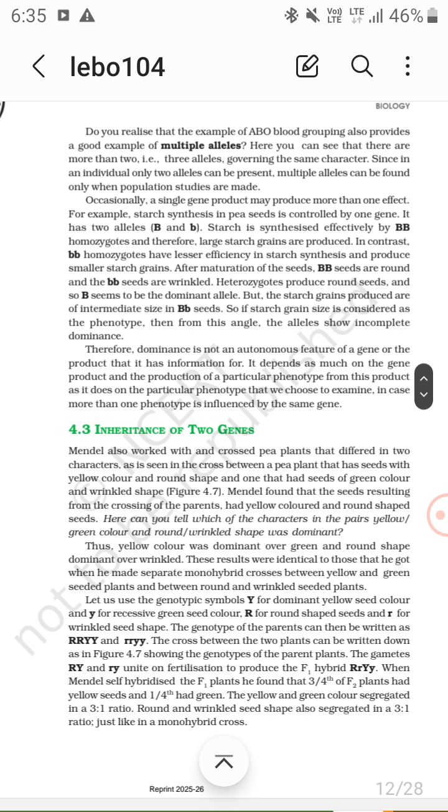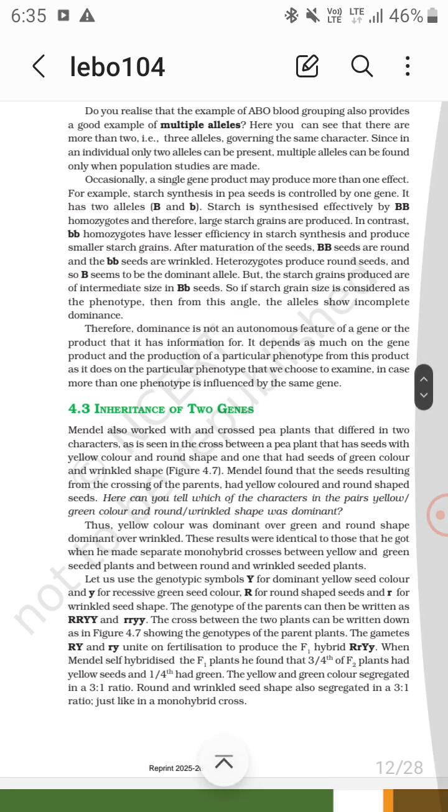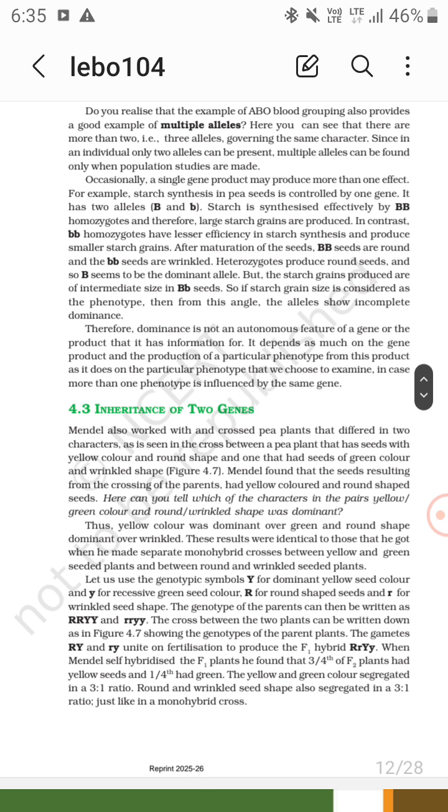A single gene product may produce more than one effect. So starch synthesis is an example of pleiotropism. A single gene product, we are talking about the product. So a single gene can control multiple characters, the product giving more than one effect. So this is also pleiotropism.